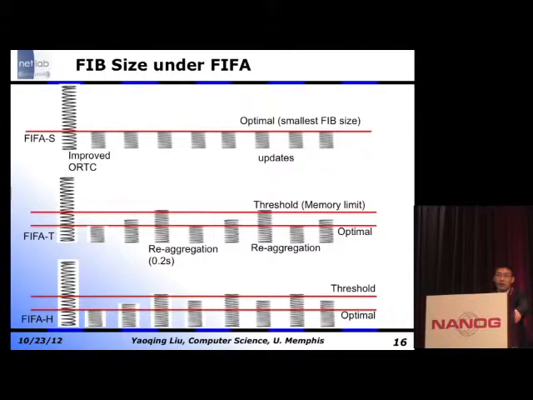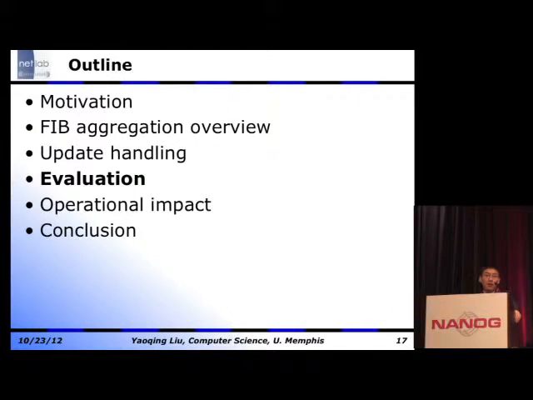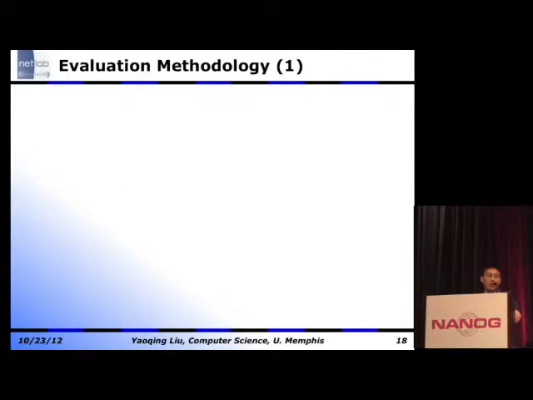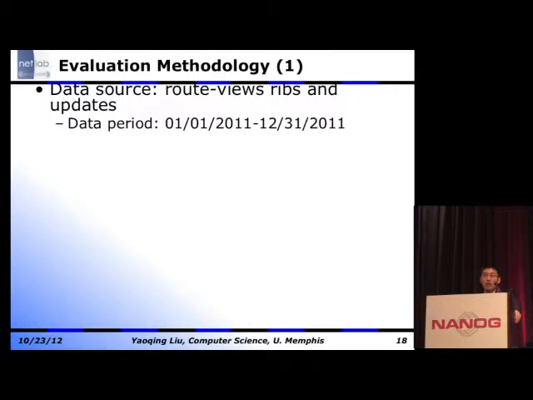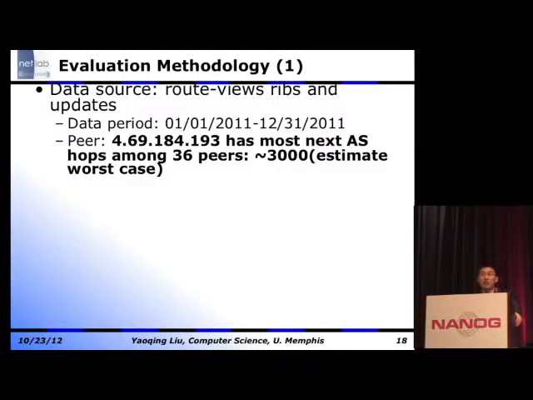So right now you may get a big picture of the differences of the three algorithms. So I'm going to talk about our evaluation methodology and the evaluation results. First, our data were from the RouteViews project, RIB table and updates from January 1st, 2011 to December 31st, 2011. And we use this peer because this peer has the most AS hops. Generally, the more AS hops, the more difficult to do the aggregation. So that also indicates that we are estimating the worst case.